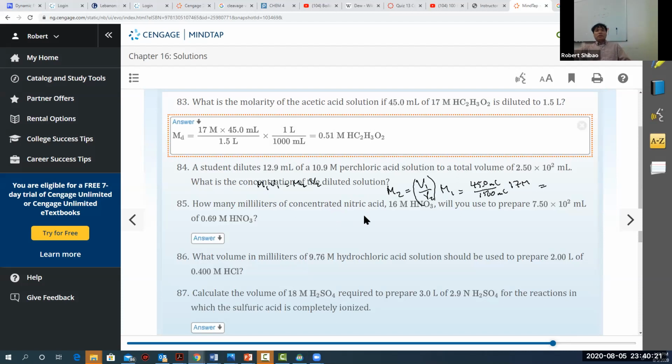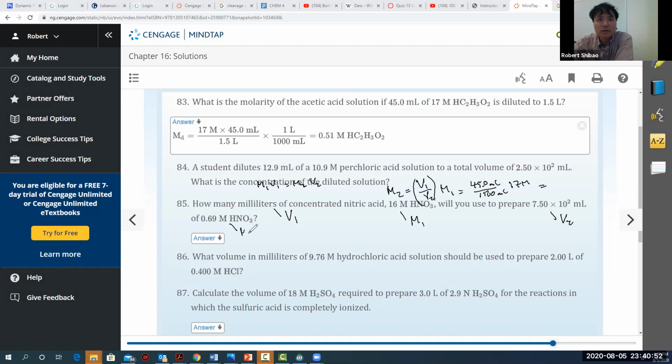How many milliliters of concentrated nitric acid, 16 molar, will you use to prepare 7.5 times 10 squared milliliters of 0.69 molar HNO3? So this is the concentrated stuff, and we're solving for V1 in this particular case. We'll call that V1, this is M1, this will be V2, the dilute stuff, and this will be M2. If we solve the solution dilution equation for V1, V1 is going to equal M2 over M1 times V2.